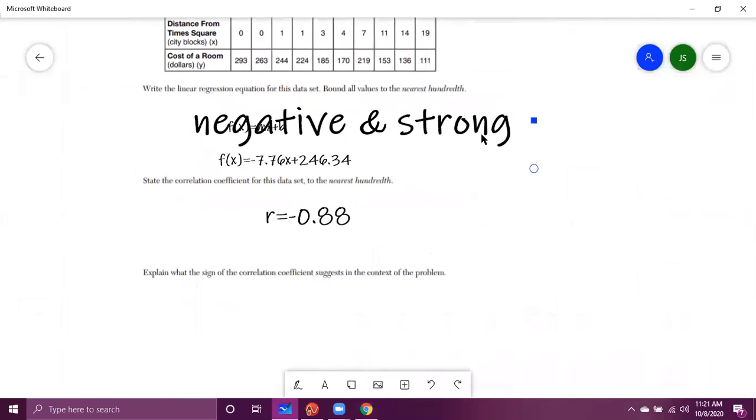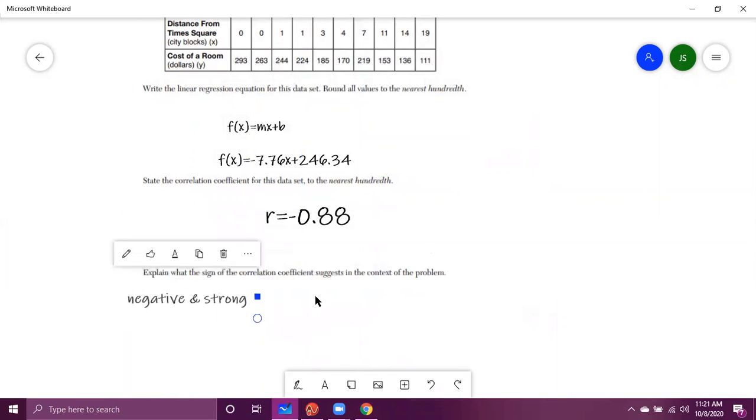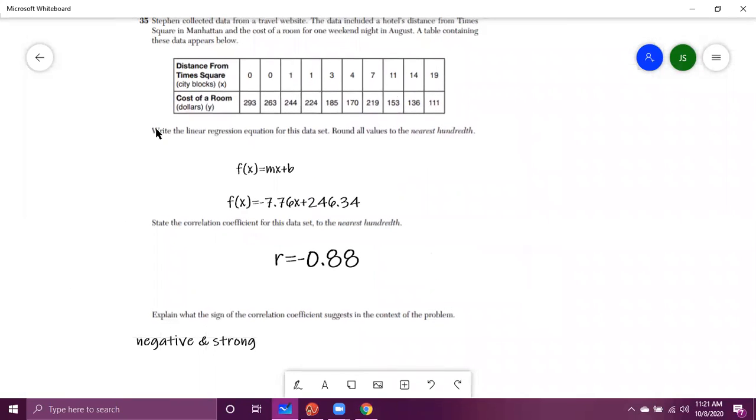But that will be correct if it wasn't asking us this part. Explain what the sign of the correlation coefficient suggests in the context of the problem. So when we were talking about the story, we have to use what we know about the story so far. So we know that as the X's are increasing, the cost of the room is actually going to decrease. So the higher the city blocks are, so the more city blocks that you have to walk, the less it will cost for you to get a room. And that's what we're going to write here.